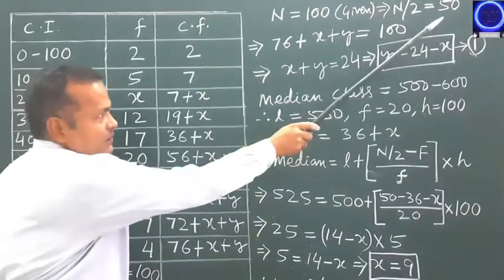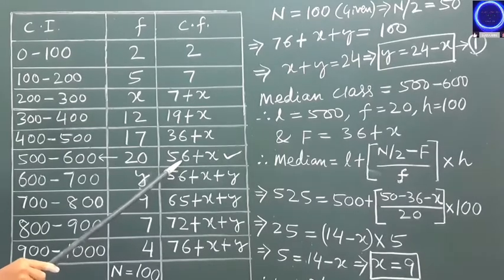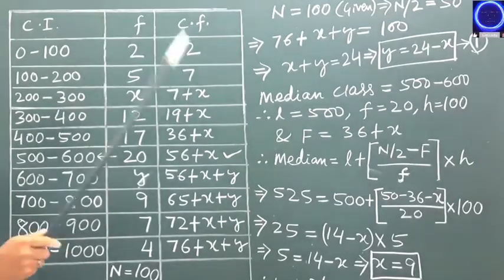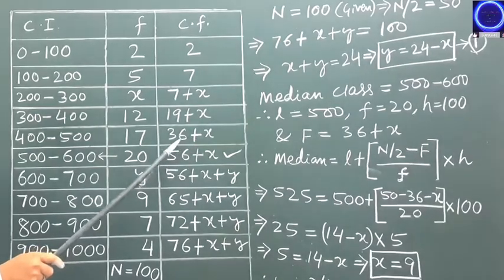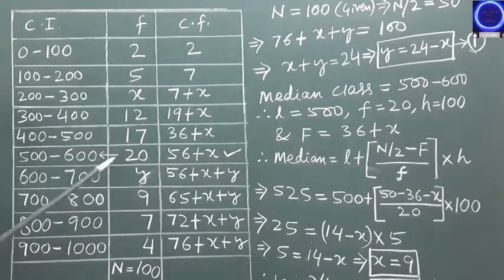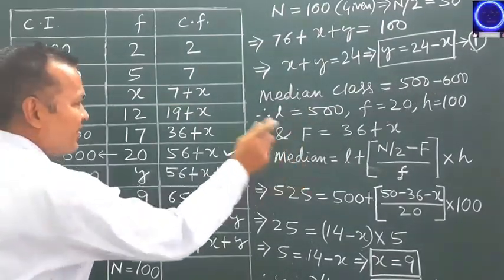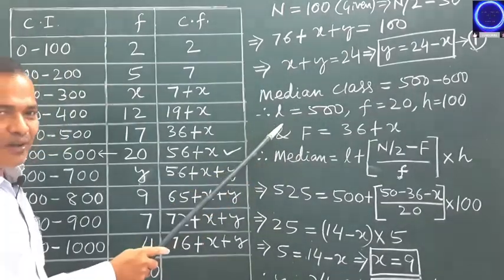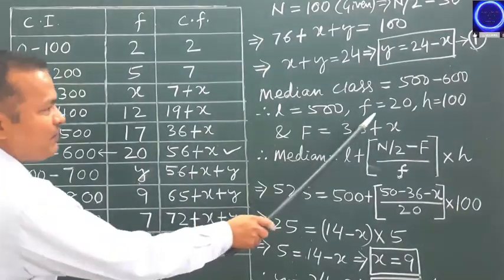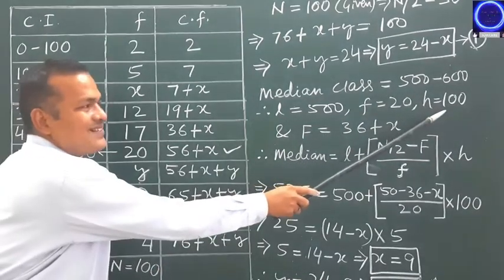Here, you see n by 2 is 50. The CF more than 50 is definitely 56 plus x. You should not take 36 plus x because you do not know the value of x, so it is unsafe to take 36 plus x as more than 50. So you should take 56 plus x, and the corresponding class is 500 to 600, that is the median class. So the median class is 500 to 600, and the lower limit is 500, that is small l is 500. The corresponding frequency of the median class is 20, that is small f is 20, and the class size is 600 minus 500, that is h is 100.